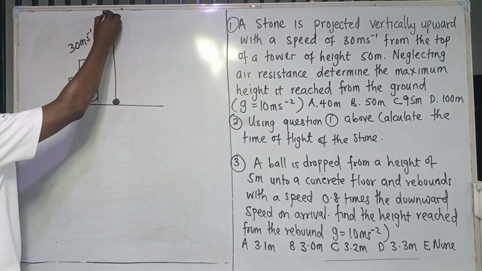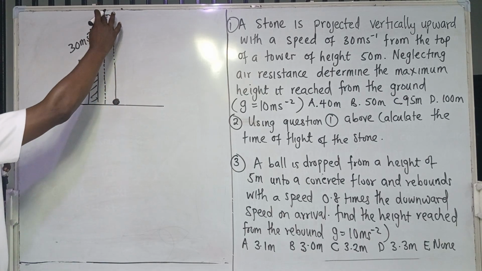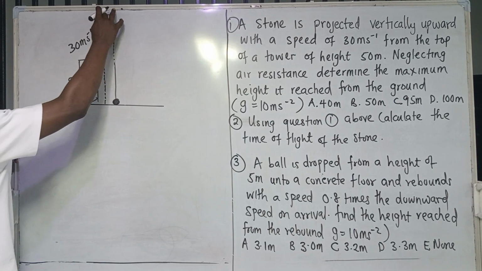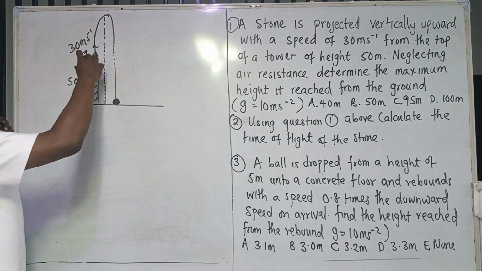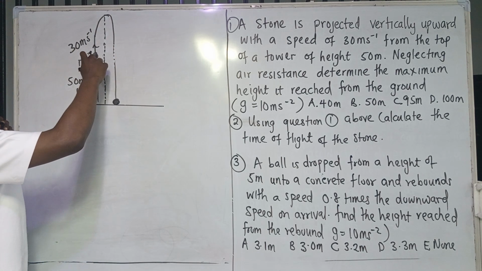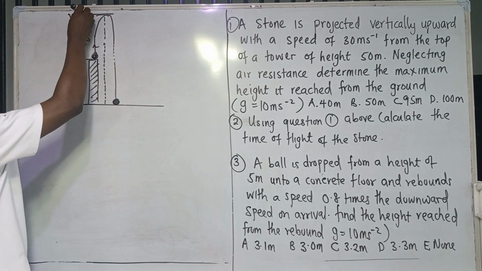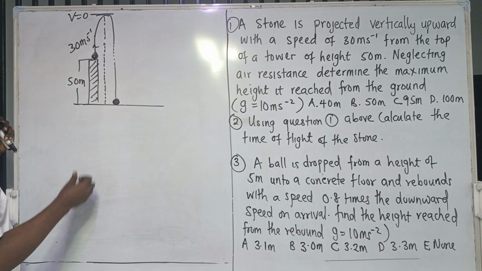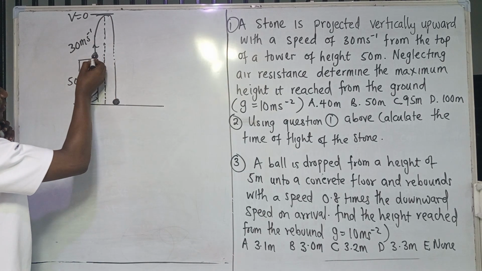So that means the maximum height from the ground is what? This height from here to this place. This is the height from the ground. So if we want to calculate the maximum height reached from the ground, I'll first of all calculate the height to get to the maximum. At the maximum v equals 0, then I will add it to 50. So from the ground to here is already 50.